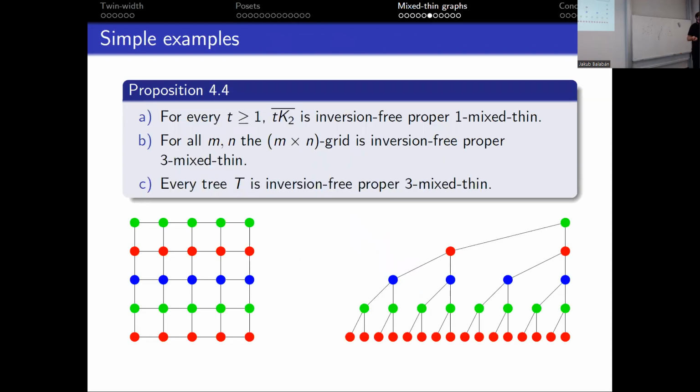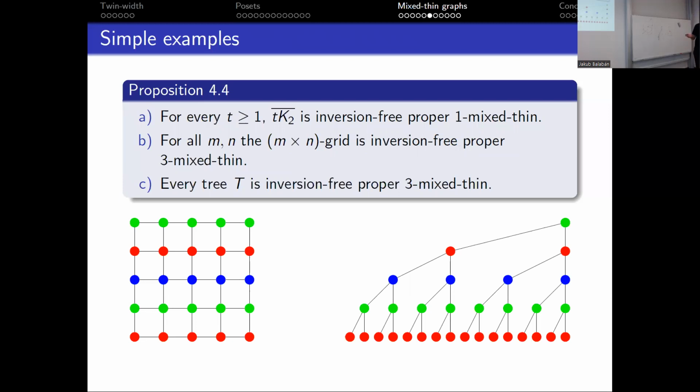Some examples of instances of our k-mixed-in class are, again, trees or grid graphs. We also generalized from these two-dimensional grids to higher dimensional grids. So if the dimension of the grid is constant, then it is also proper k-mixed-in for some k depending on the dimension of the grid.